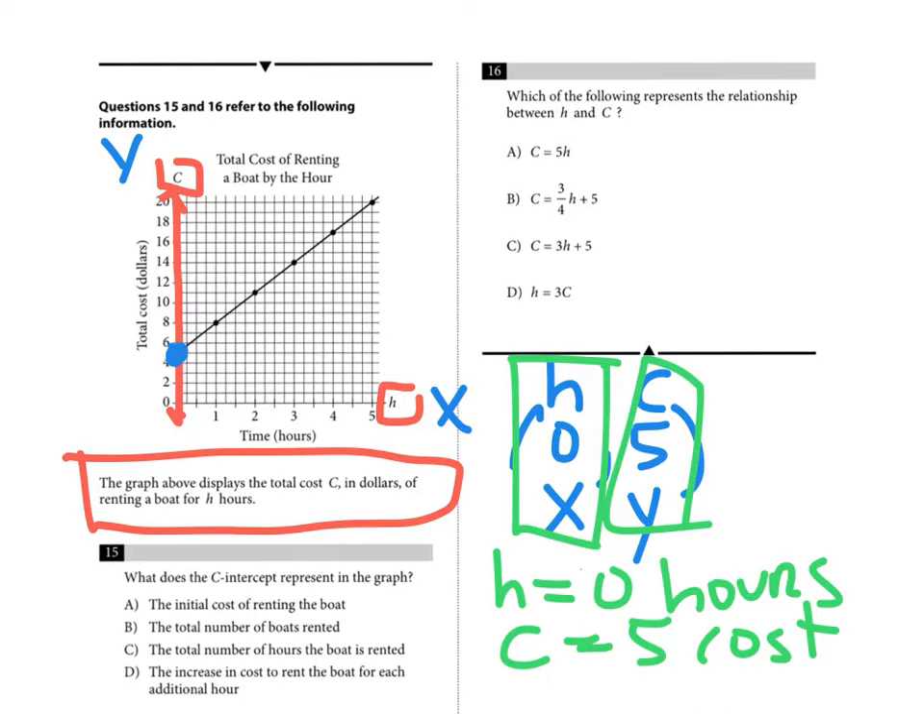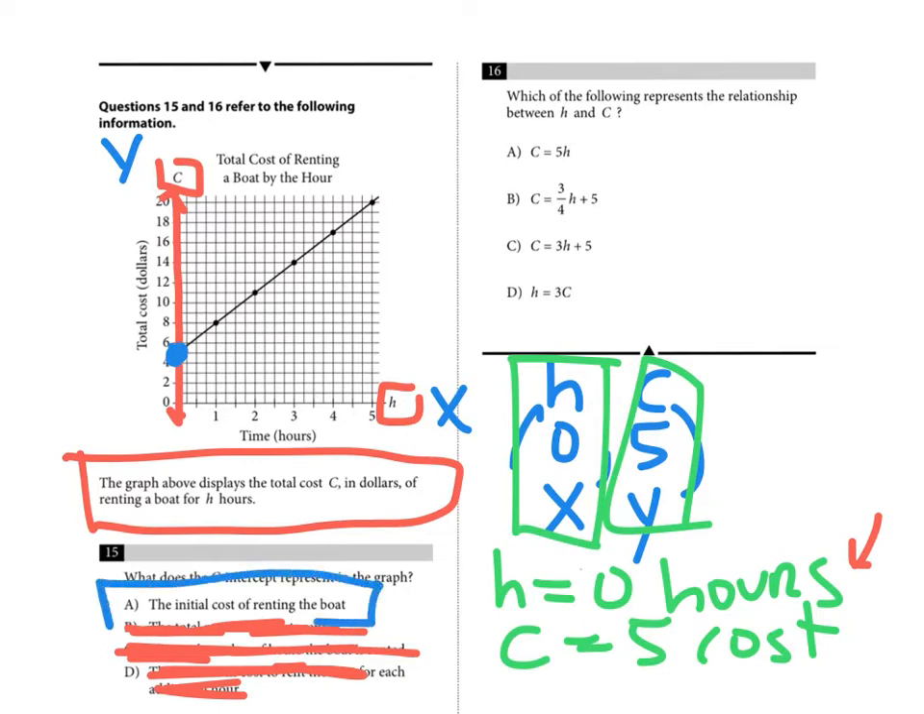So initial cost of the boat, the total number of boats rented? Well, it doesn't say anything about total number of boats. The total number of hours? No, it doesn't say total, it just says 0 hours. And the increase in the cost to rent a boat? No. This basically is giving me answer choice A, the initial cost of renting the boat. So it costs $5 to start this whole process off.